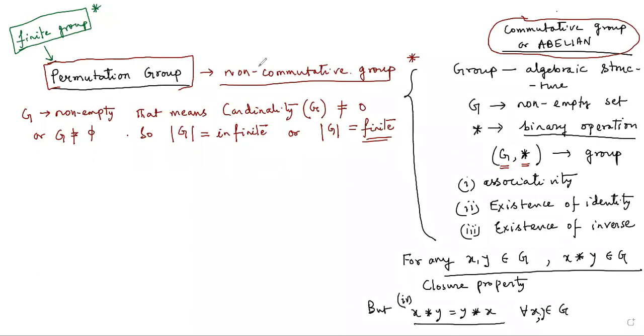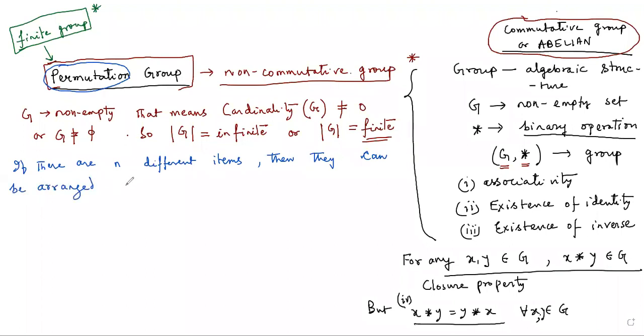And what is the meaning of this word permutation? Is it something new? The answer is no. Permutation, we already know that if there are n different items, then these items can be arranged among themselves in n factorial ways.